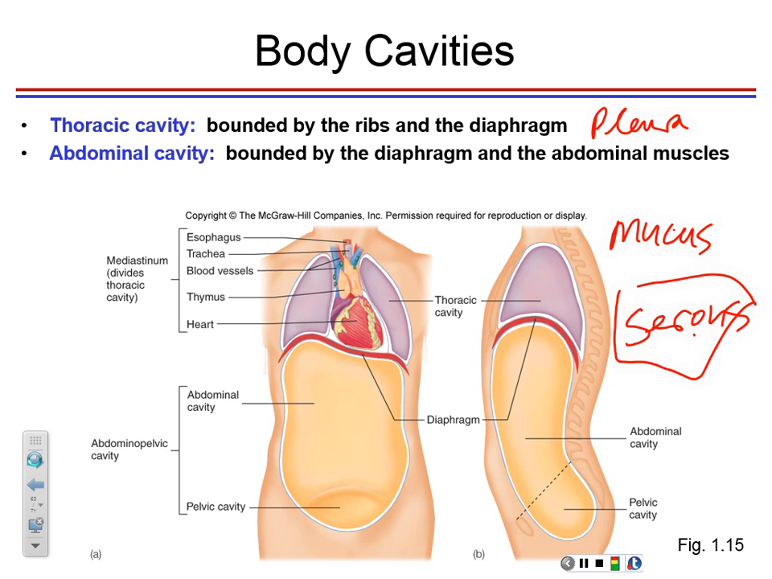Okay, so the abdominal cavity, of course, is bounded by the diaphragm and then the abdominal muscles. And it also includes the pelvic cavity. Sometimes they just go to the abdominopelvic cavity together. But the pelvic cavity will house the reproductive parts, and then, of course, this will house the digestive parts. All right?